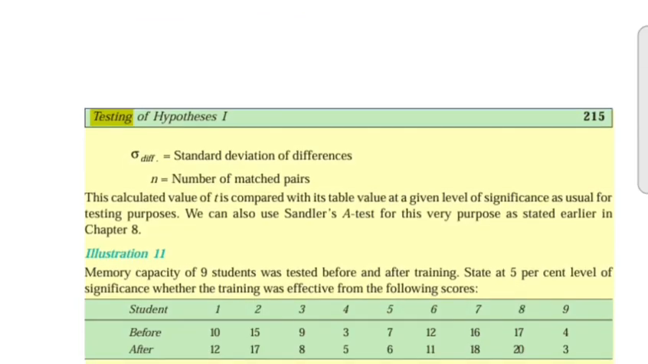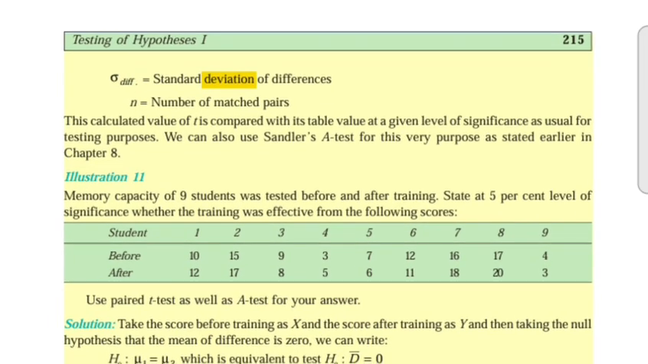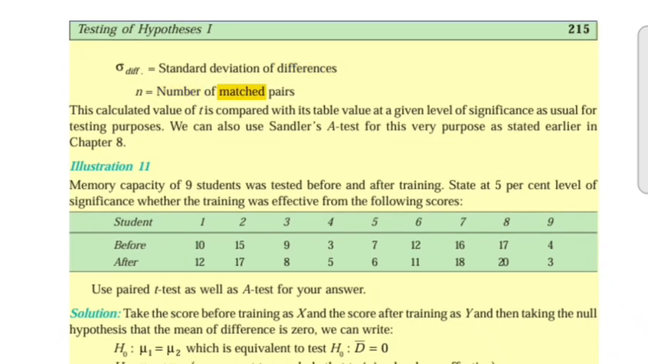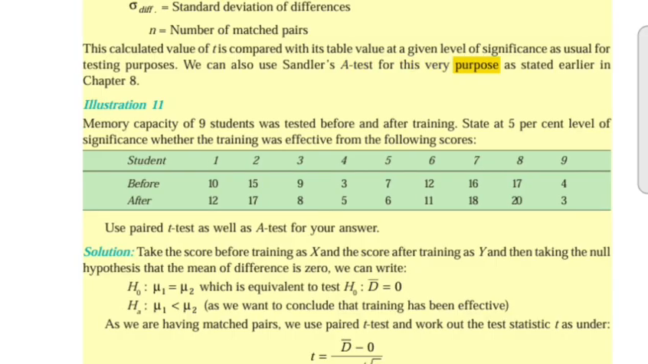sigma diff equals standard deviation of differences, n equals number of matched pairs. This calculated value of t is compared with its table value at a given level of significance as usual for testing purposes. We can also use Sandler's A-test for this very purpose as stated earlier in Chapter 8.